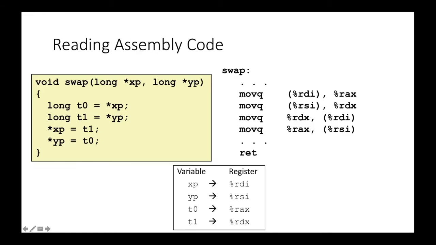Let's practice interpreting assembly code. Here we have a swap function in C that swaps two function arguments and assembly code. By comparing them side by side, we find that the pointer variable xp is mapped to RDI register, yp to RSI register, t0 to RAX register, and t1 to RDX register.